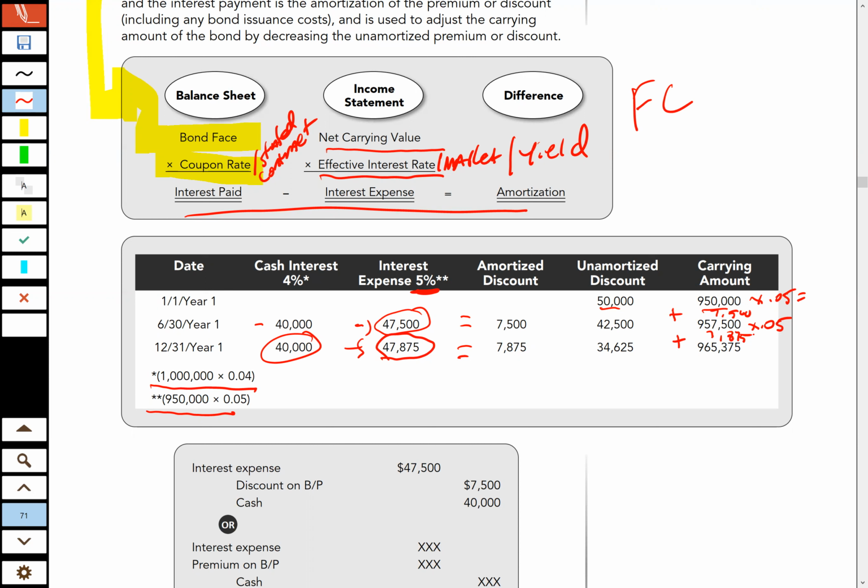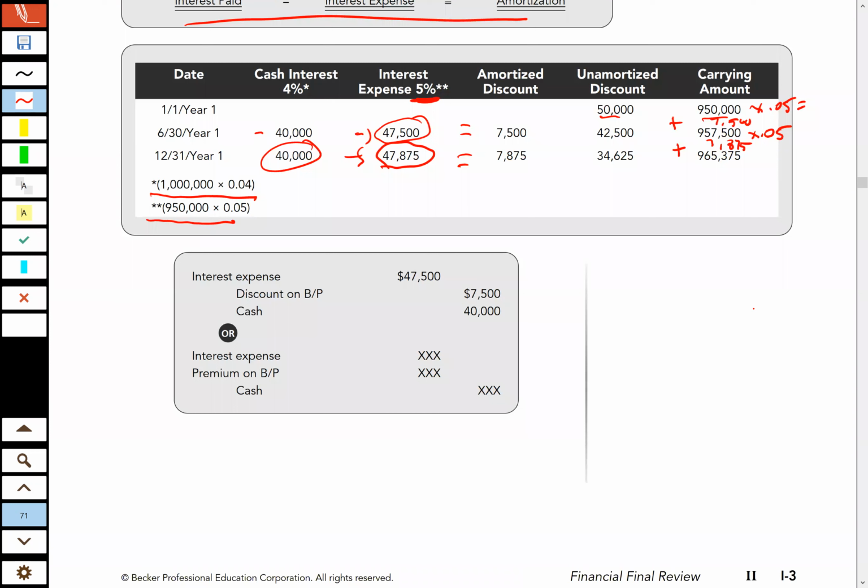Now, there have been task-based simulations which might make you go through, say, 2 or 3 years of this, and you will literally have to sit there and fill out a table doing this amortization of a discount or a premium. Okay. Now, what I want you to do is create a flashcard right here. Okay. And I'm just going to write it in.